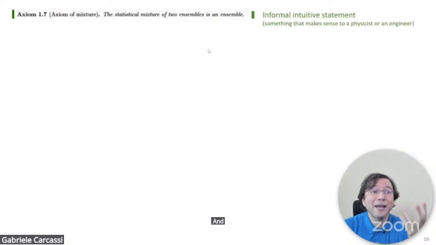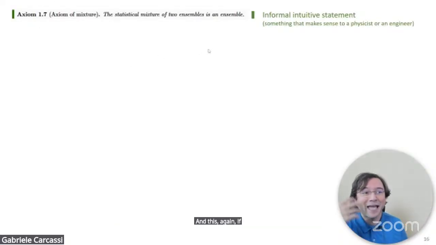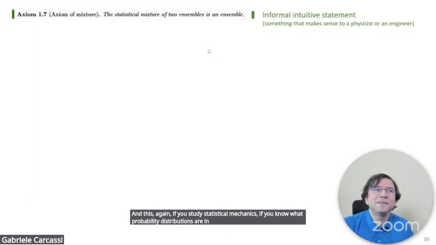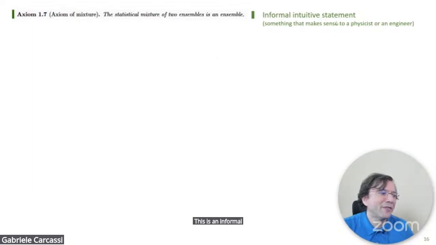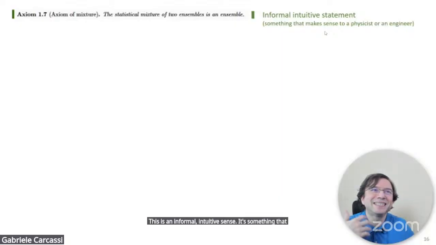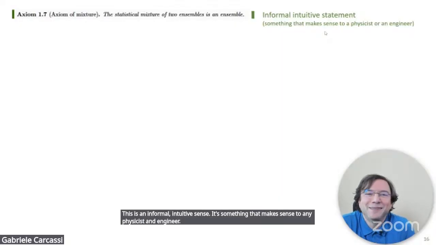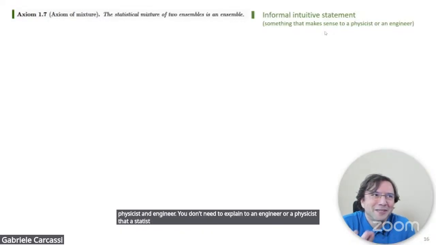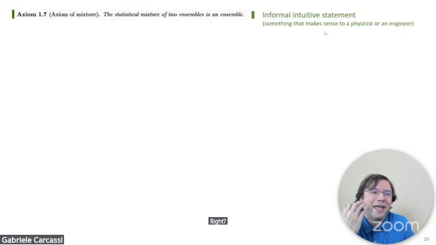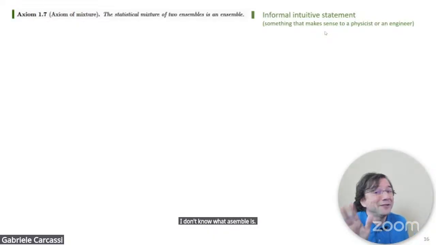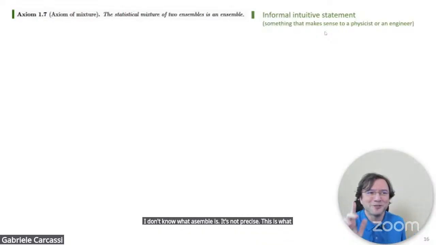And this, again, if you study statistical mechanics, if you know what probability distributions are, is an informal, intuitive sense. It's something that makes sense to any physicist and engineer. You don't need to explain to an engineer or a physicist that a statistical mixture of ensembles is an ensemble, right? But if you give this to a mathematician, they're going to tell you, I don't know what an ensemble is. It's not precise. This is what mathematicians are going to tell you. It's not precise.